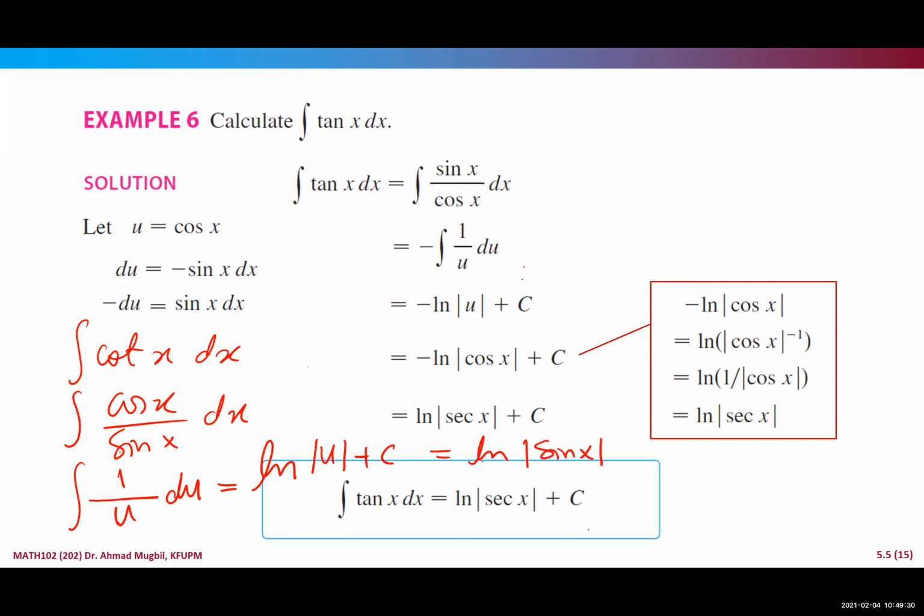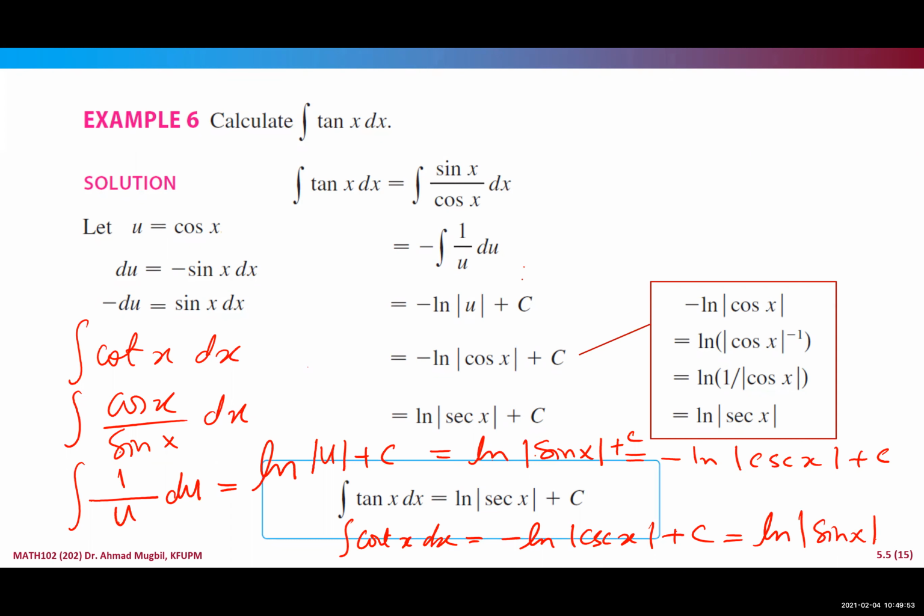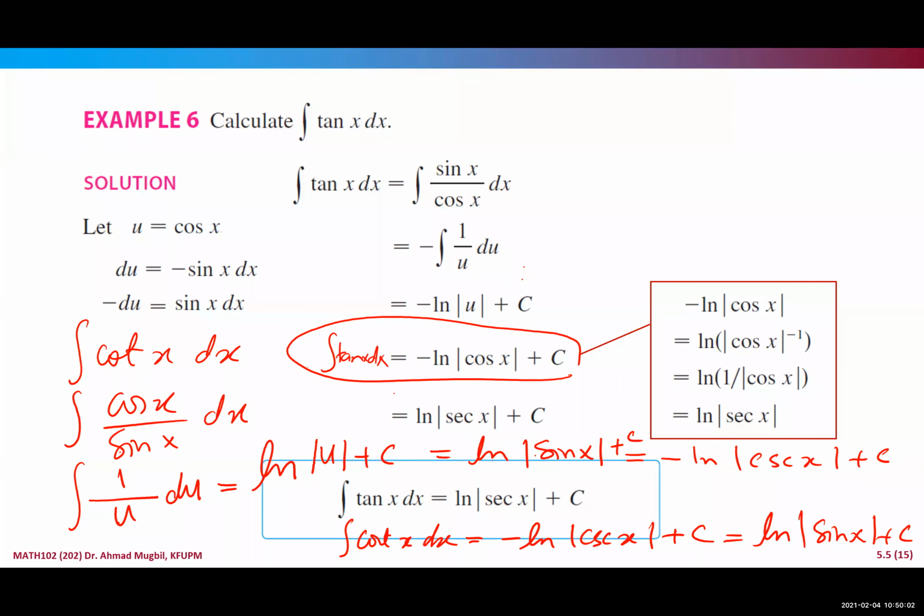So here we are. The integral of cotan is ln sine. How to write it in terms of cosecant? It will be negative ln cosecant x plus c. So you can also, shabab, add here that the integral of cotan x dx equals negative ln cosecant x plus c. If you want, you can write it in terms of sine, like ln sine x plus c. Also here you can write the integral of tan in terms of cosine.